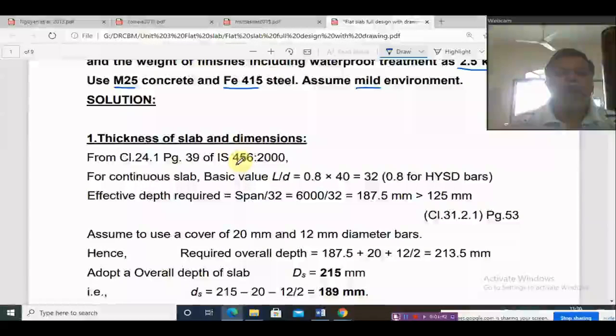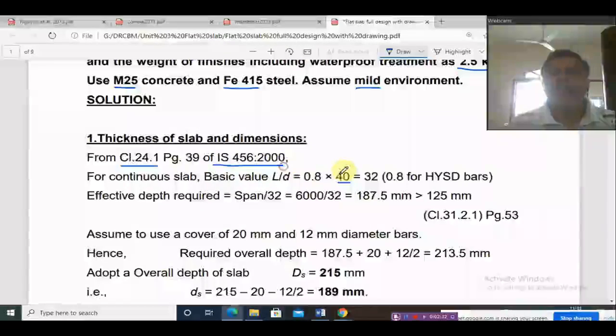So thickness can be arrived at based on the stiffness criteria. Any design has to satisfy both strength as well as stiffness criteria. Here, since it is an interior panel, it will be continuous all around. Therefore, I have to use the basic value corresponding to the continuous slab. That value is 40. That is provided in clause 24.1, page 39 of IS 456.